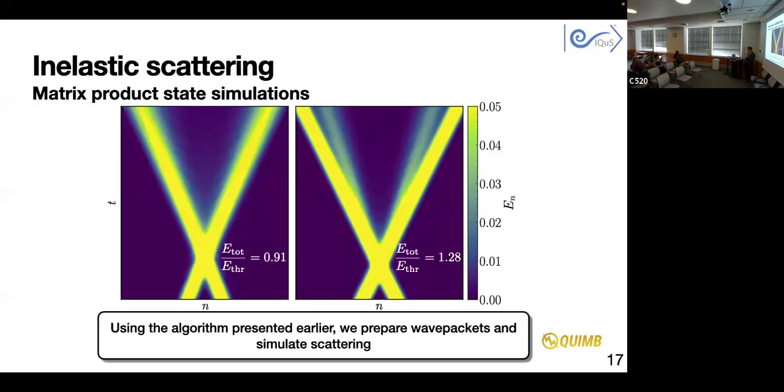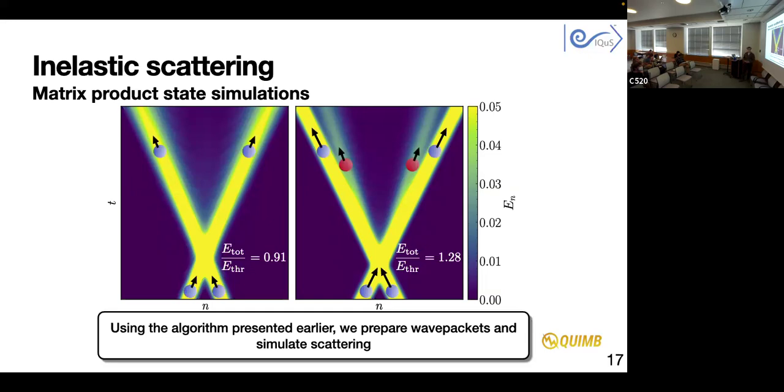Here I'm showing the results of using our algorithm with matrix product state simulators to simulate some scattering process. And what I'm showing here is that as you increase the energy from left to right, you can see that some qualitatively different behavior happens. Here I've labeled the total energy of the collision process divided by the threshold energy. The threshold energy just means that when you're at this threshold energy, the kinematics of the process allow you to produce or convert one of the initial particles to a different one.